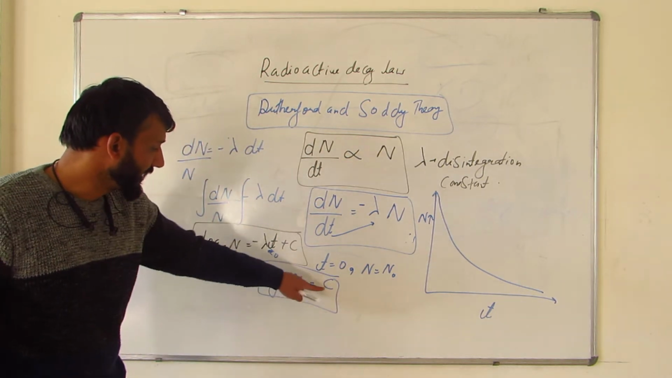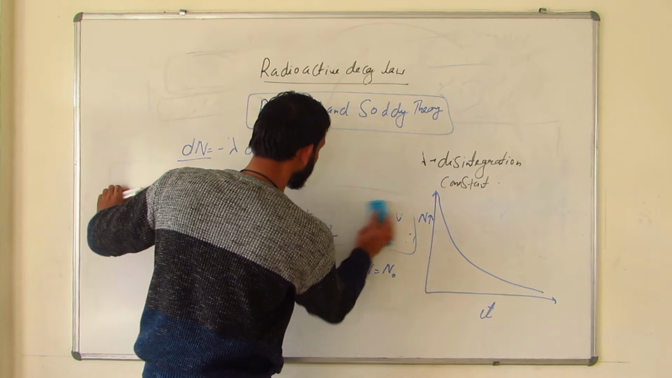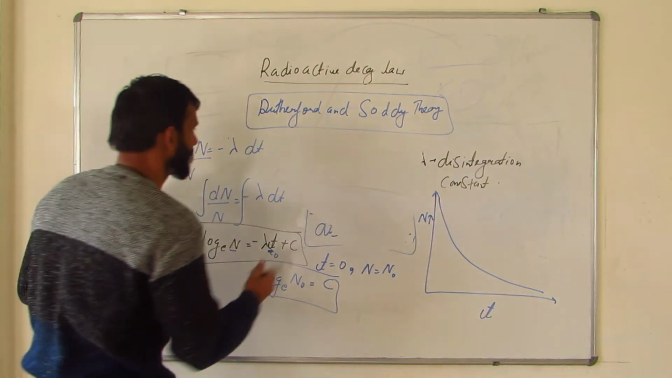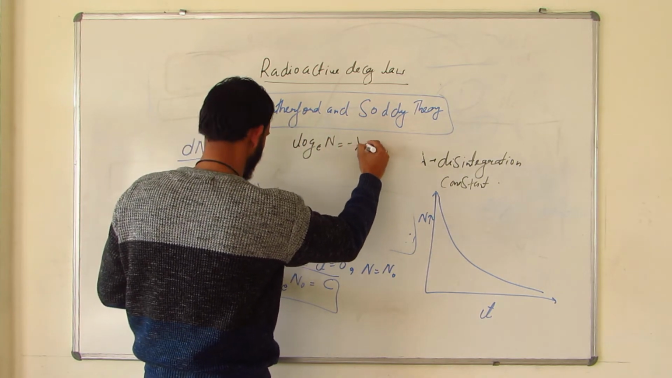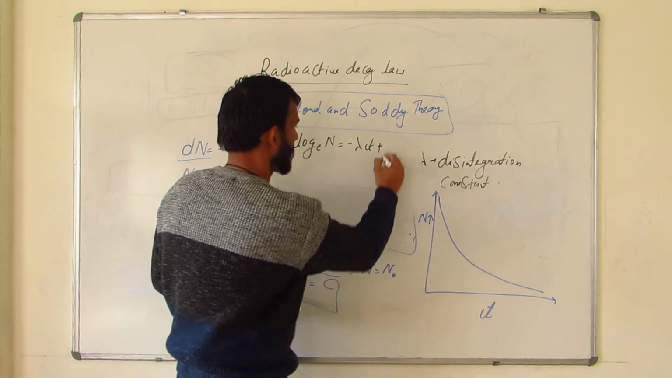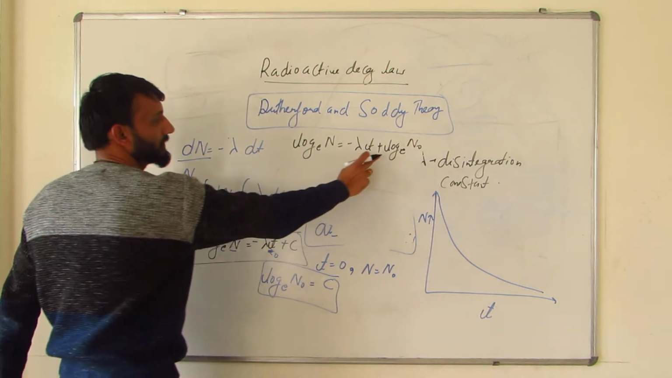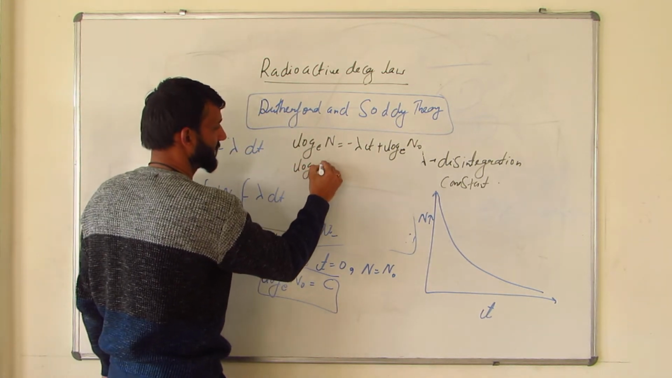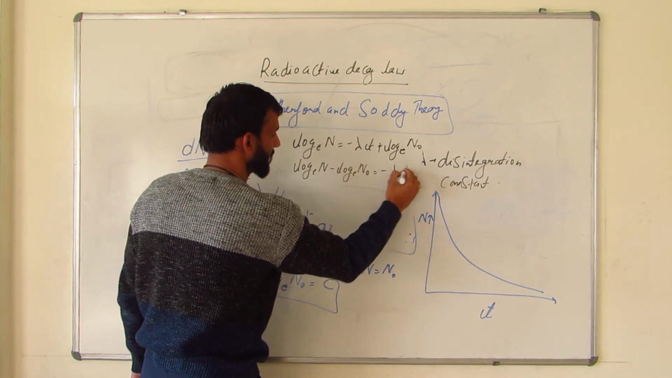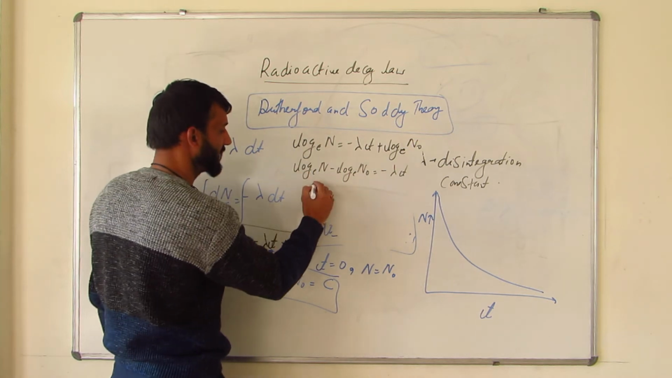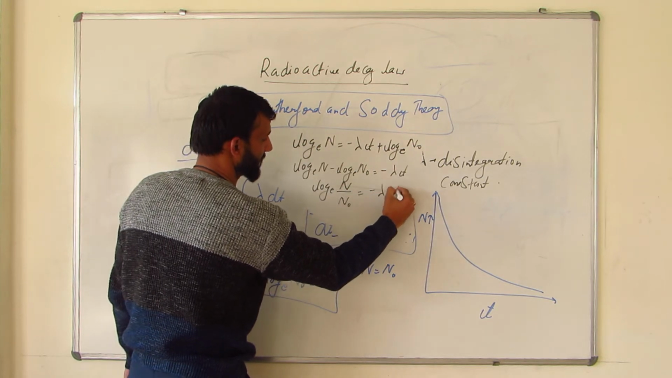So I put the value of c here again: log base e N is equal to minus lambda t plus log base e N naught. Bringing this over, log base e N minus log base e N naught is equal to minus lambda t. You know that log A minus log B is log A upon B, so log of N upon N naught is equal to minus lambda t.